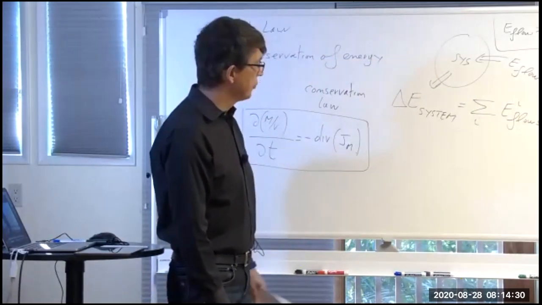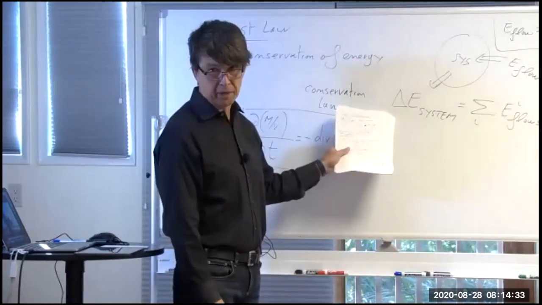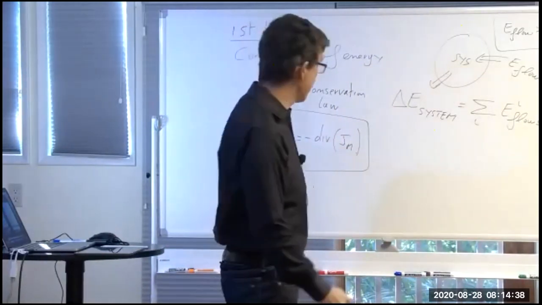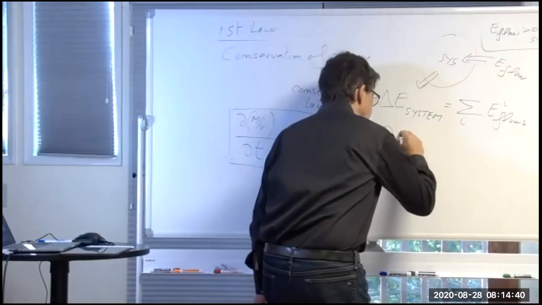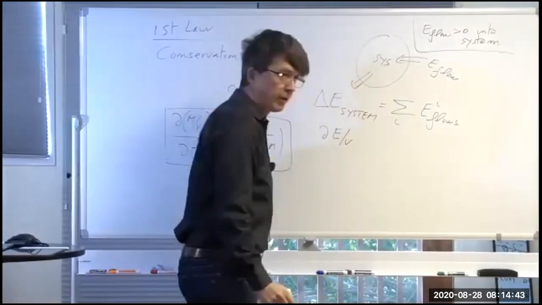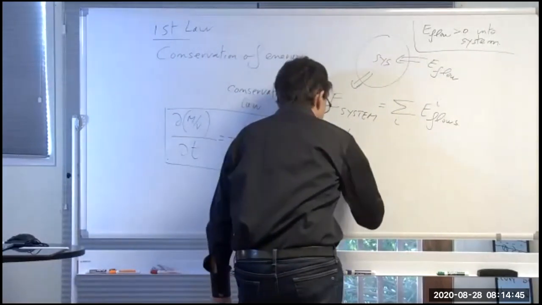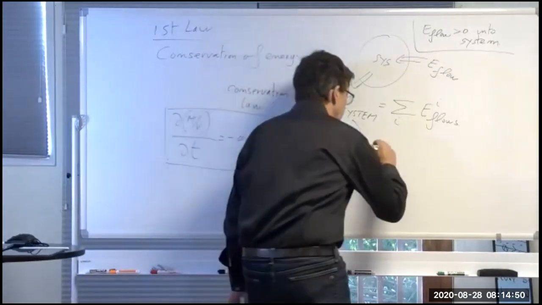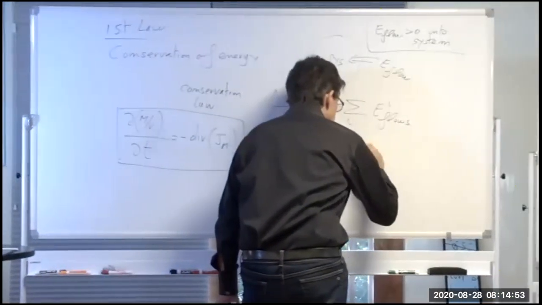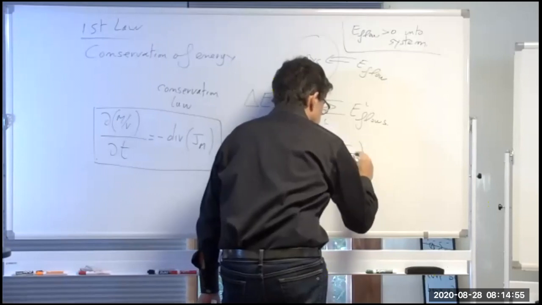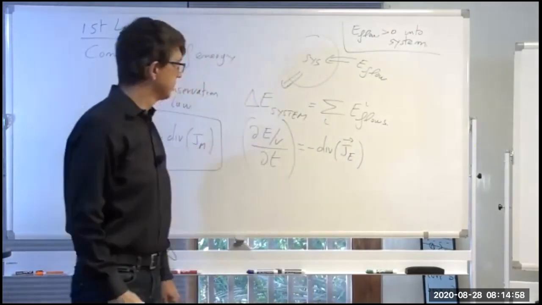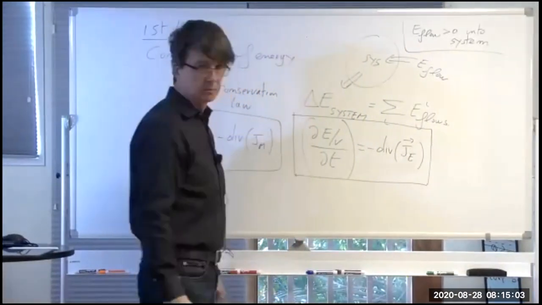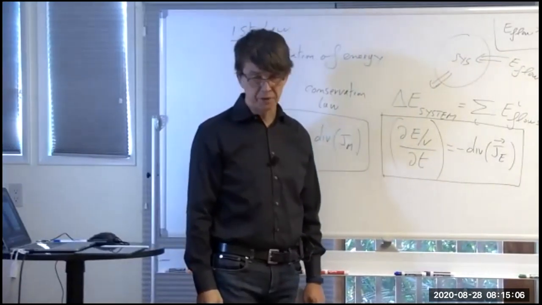So if you don't like this macroscopic way of writing the first law, I can give you a more mathematically refined way. You could simply write this as the energy divided by the volume, so the energy density, the derivative of that in some volume element with time is minus the divergence of the energy flux. Right? So this is also the first law, right? Because it's a statement of conservation of energy.